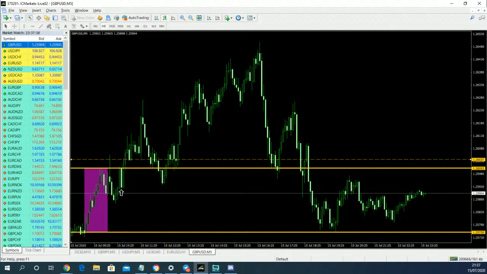How many pips do you target? Okay, so the pips is the size of your box. So you measure the size of this box here. Today is a 25 pip box. So 25 pips is your target 1. Your target 2 is 50 pips. Your target 3 is 75. Target 4 is 100. Target 5, 125, and so on.